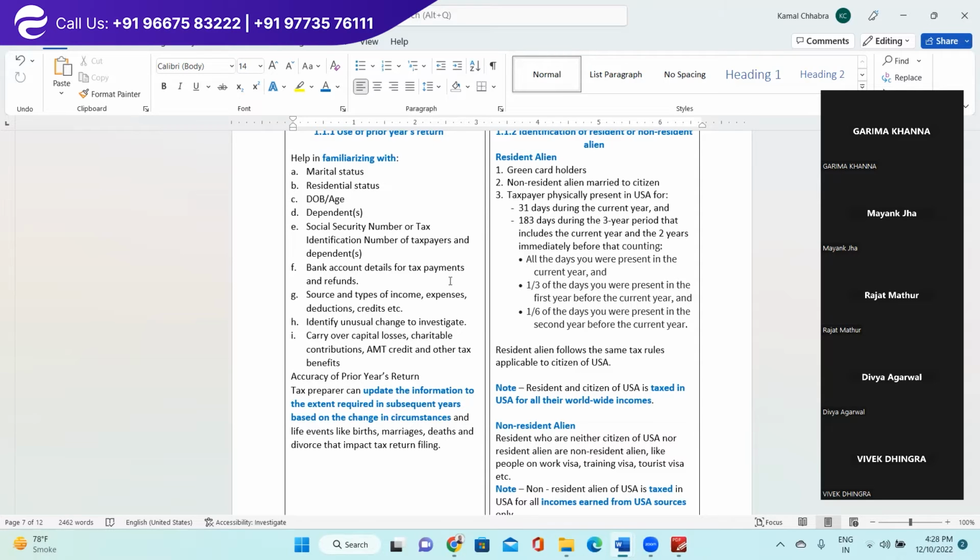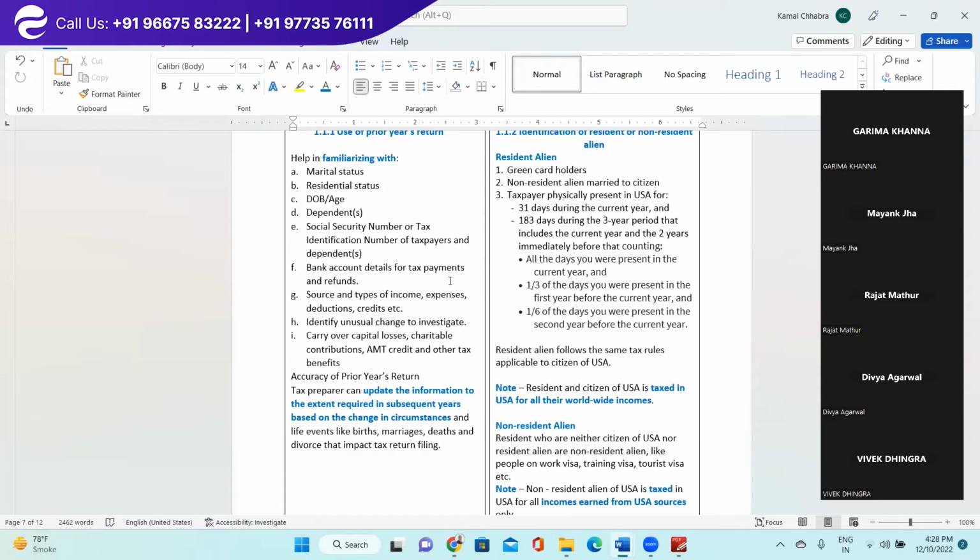Familiarizing yourself with a few things from the prior year return? Guys, please ask questions if you are not comfortable. Otherwise, it will just be a class, and once the class is over, everything is gone, right? If you are really keen to pass the US taxation exam, then do ask questions.